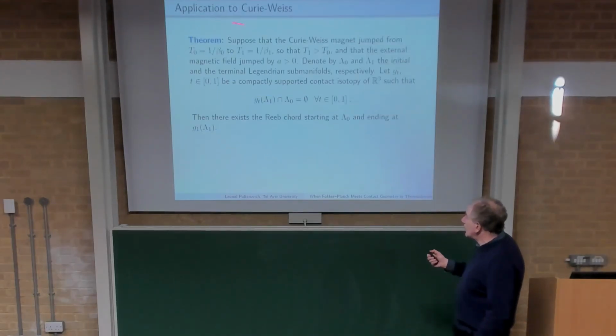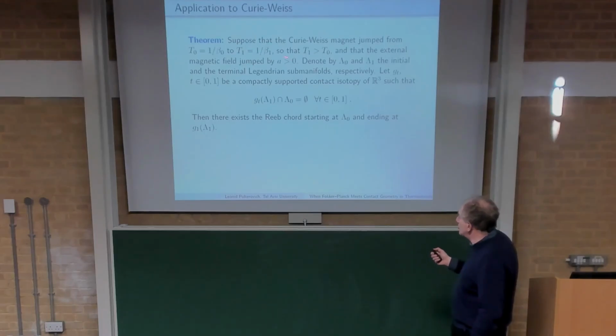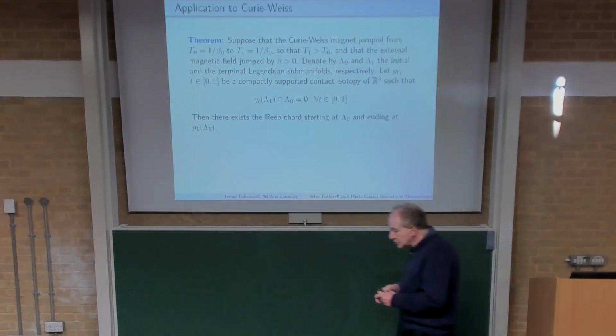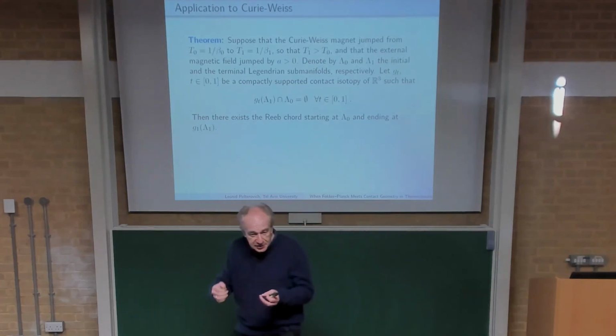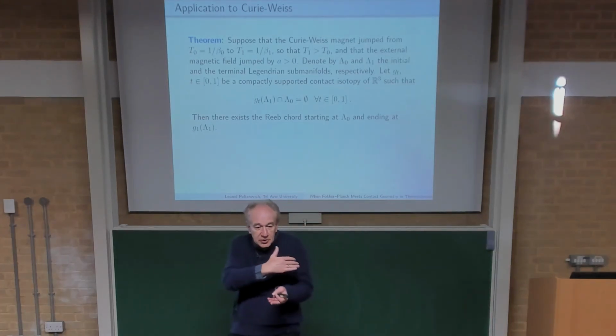Okay, so here is a little application to Curie. Consider that indeed we have a jump as before: T0 jumped to T1 and the magnetic field jumped by Y, and lambda 0 and lambda 1 are the initial and terminal Legendrian submanifolds respectively. Then assume that I perturbed by some reason, in this situation we just calculated everything.